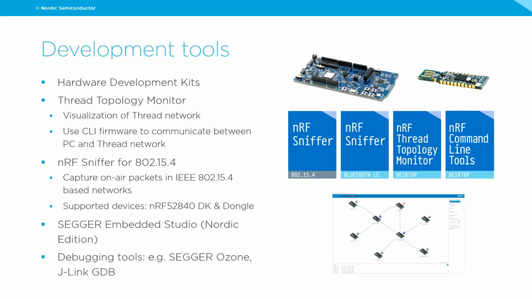If you want to use an IDE for your development, you can use Segger Embedded Studio. This is a specific Nordic edition for nRF Connect SDK. Segger Embedded Studio can also be used for debugging applications. If you are not using Segger Embedded Studio, you can debug applications through a standalone debugger application called Segger Ozone. And if you're a command line user, you can also use J-Link GDB to debug from the command line.